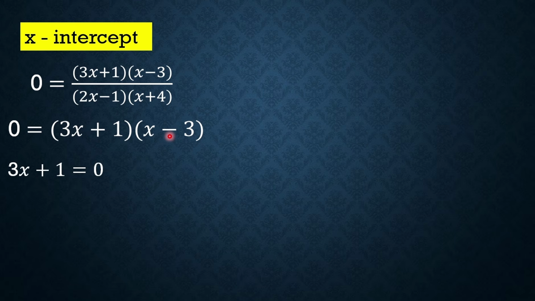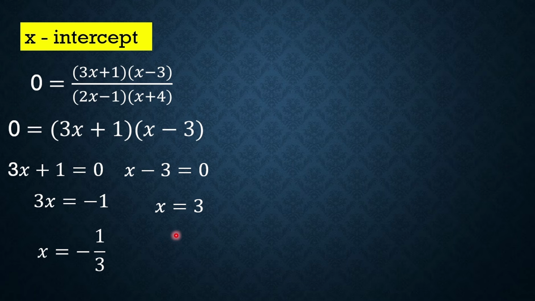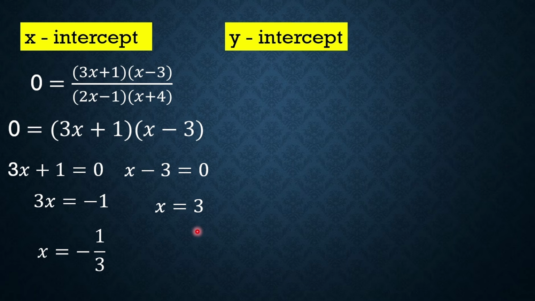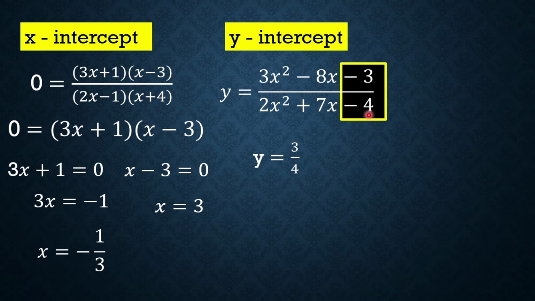And then, equate natin yung dalawang factors natin sa 0, makukuha natin si negative 1/3 and positive 3. And then, to find the Y-intercept, so again, yung shortcut na sinabi ko, that is the quotient of the constant. So, yung constant natin dito is negative 3 and negative 4. So, that will become positive 3/4. So, yan yung Y-intercept natin.